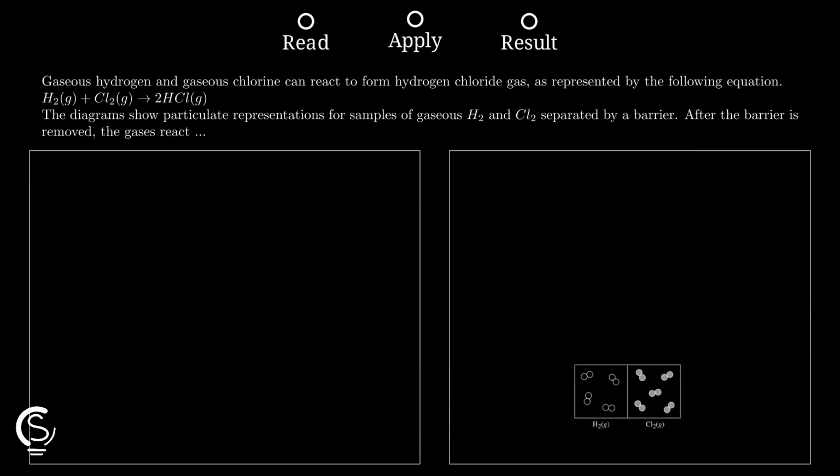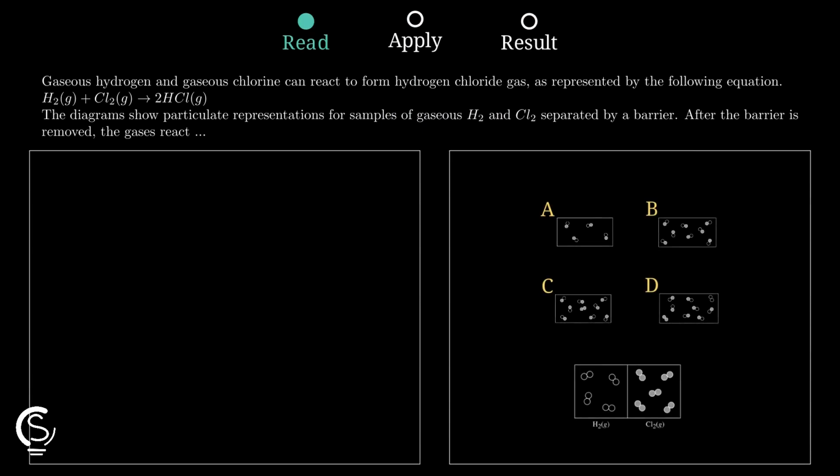First, look at the initial diagram. We start with 4 molecules of hydrogen and 4 molecules of chlorine. Counting these particles correctly is the essential first step for our balanced equation.